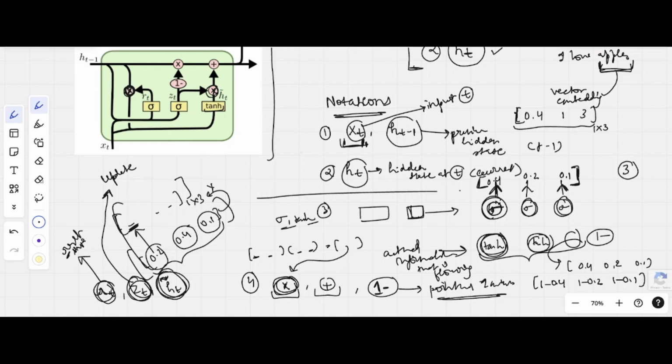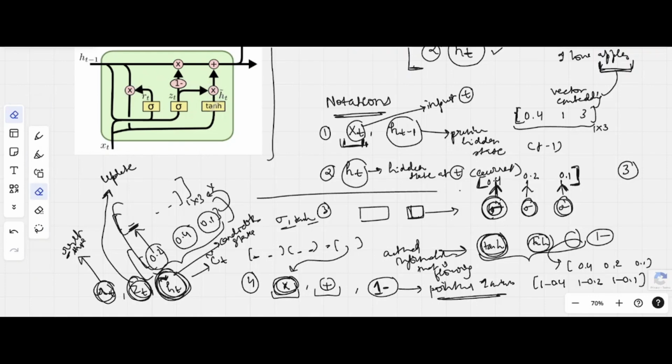And this HT tilde looks very similar to C tilde T, right? You remember from the LSTM video? So this is nothing but candidate state, candidate hidden state, candidate state, whatever you like it. Okay, so I think the notations are clear, and we can dive deep into the architecture now.